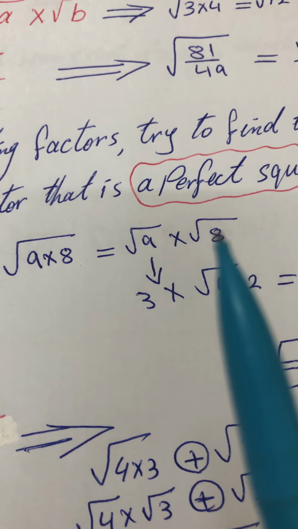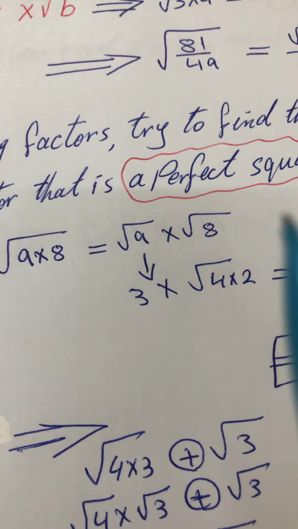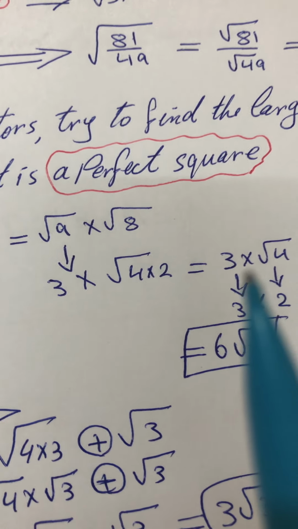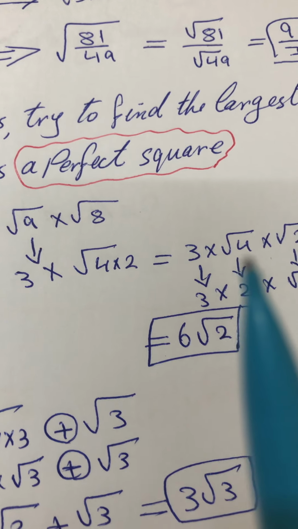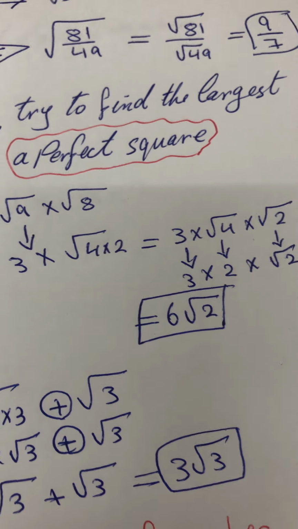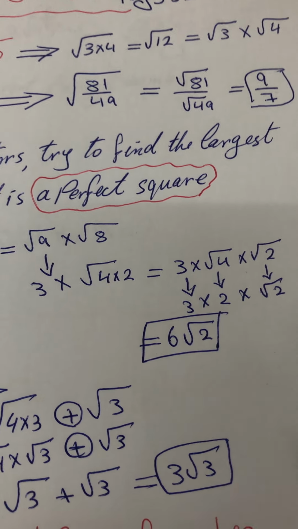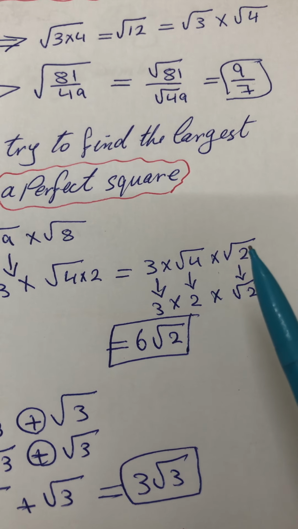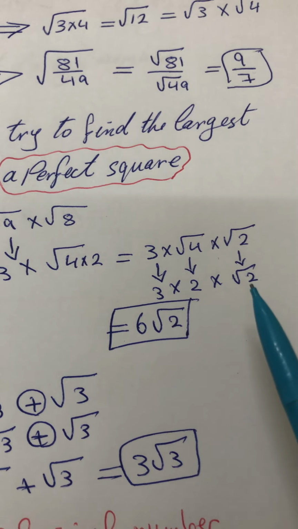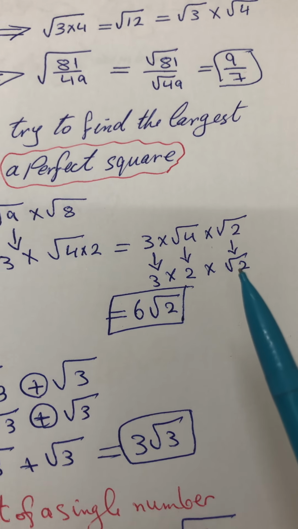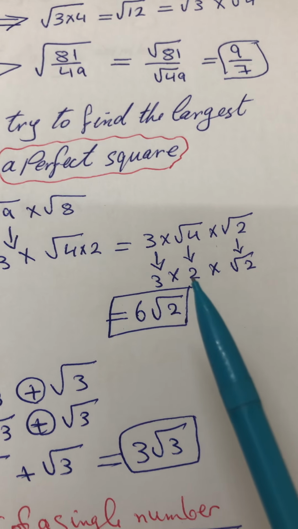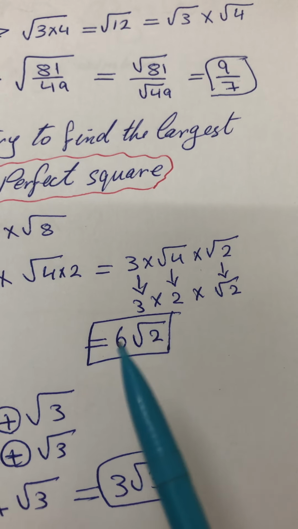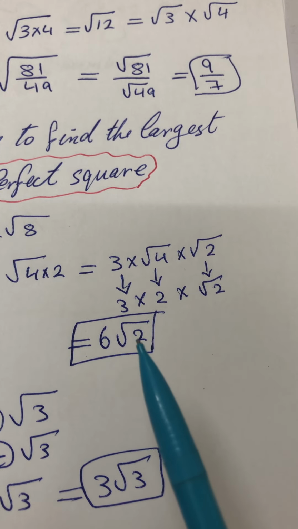And I have to complete factorizing 8. 8 comes from 4 multiplied by 2. So I can write the problem as 3 multiplied by the square root of 4 multiplied by the square root of 2, like this. And as you see, I'll keep 3, the square root of 4 equals 2, and the square root of 2 stays as it is. So here, 3 multiplied by 2 multiplied by the square root of 2 equals 6 times the square root of 2.